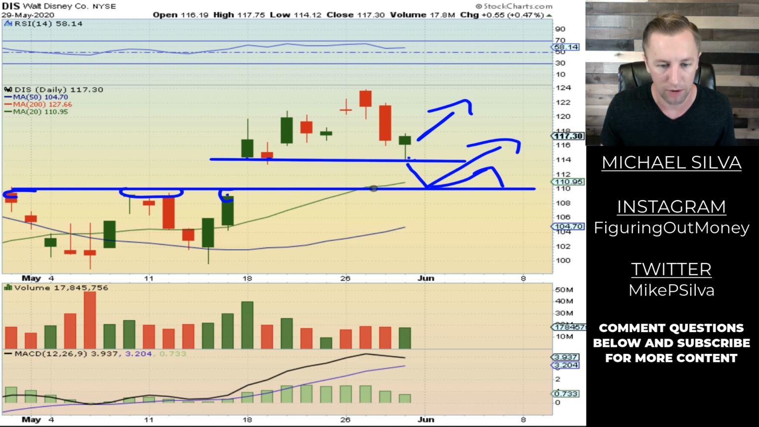So if the price can come down here, this would be a good little trade opportunity, a good little scalp to potentially go from 110 to 114 or even potentially higher at that point. So put that one on the alert list. Next stock.